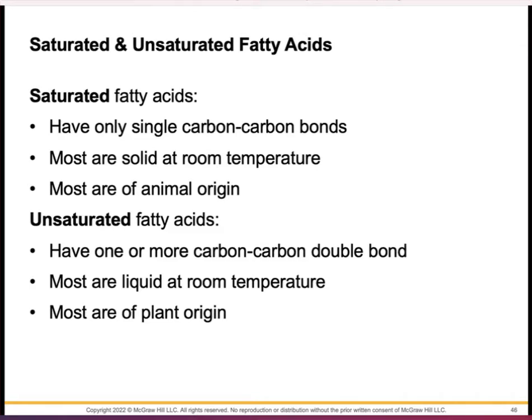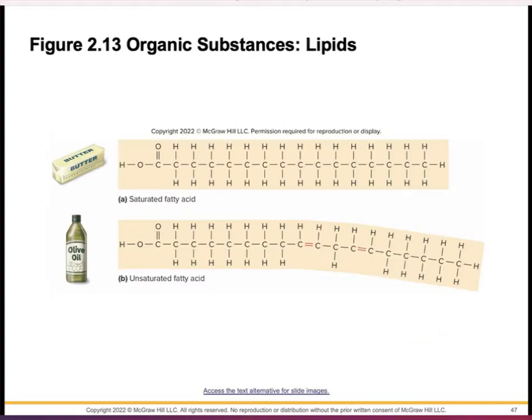Now, our unsaturated fatty acids have one or more carbon double bonds, okay? So these have double bonds. Most are considered liquid at room temperature, and they have a plant origin. So that's the difference between our saturated fatty acids and our unsaturated fatty acids.